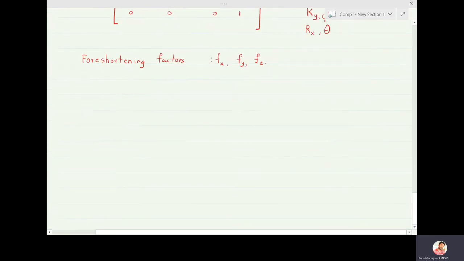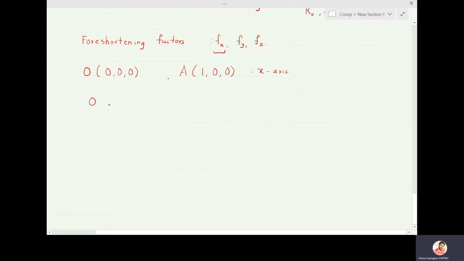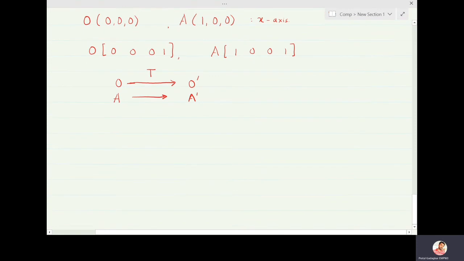We will still take O as our origin, which is 0, 0, 0, and let me take a point A, which is 1, 0, 0 on the x-axis. I will derive the foreshortening factor along the x-axis, and similarly we will get the foreshortening factors along y and z. In homogeneous coordinates, O is written as 0 0 0 1, and A is written as 1 0 0 1. So the axonometric projection T maps O to O dash, the image of O, and maps A to the point A dash.